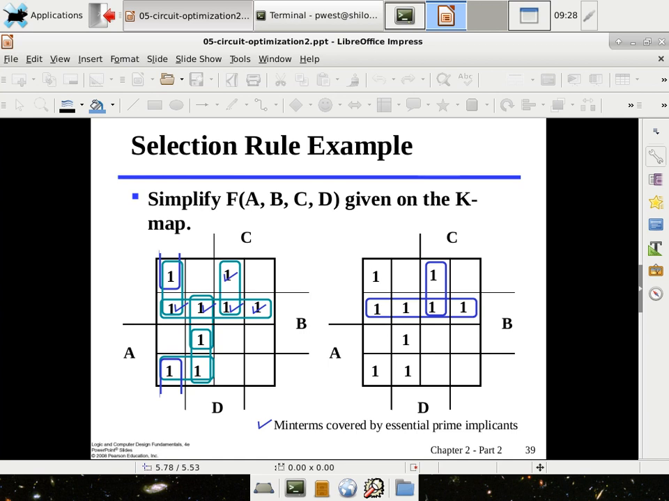Now, how do we know which other ones to choose? Good luck. You could just do the corners. You can do these 2 corners and these 2 guys. Yeah, that gets them all.